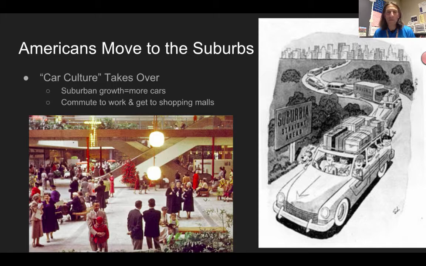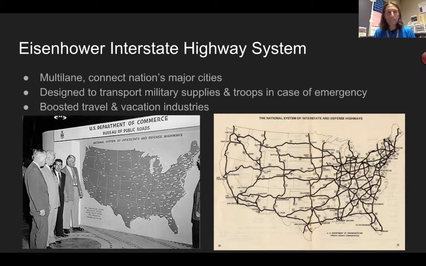And then we get to the very first shopping malls too, and that's what that picture is. 1956, I believe, was the first shopping mall, and this is a still picture from one of the films taken of this very first shopping mall being opened.